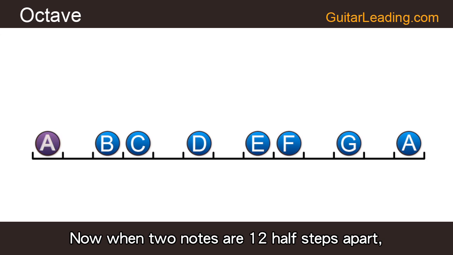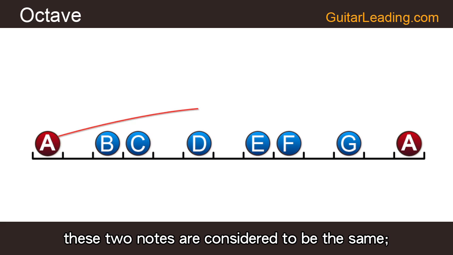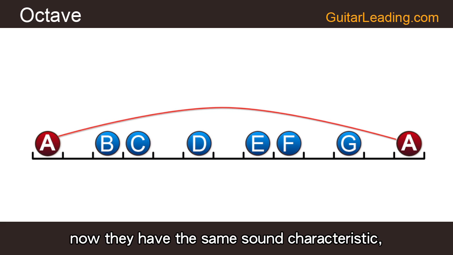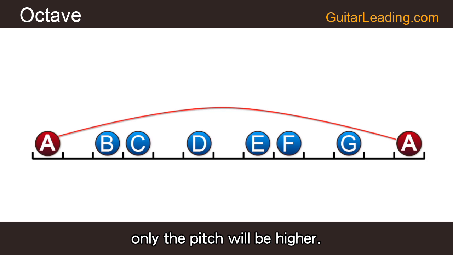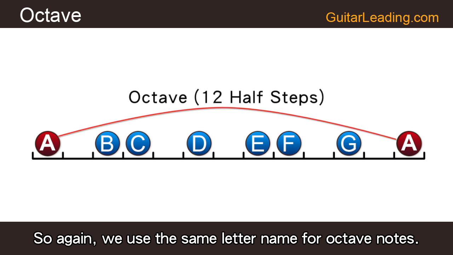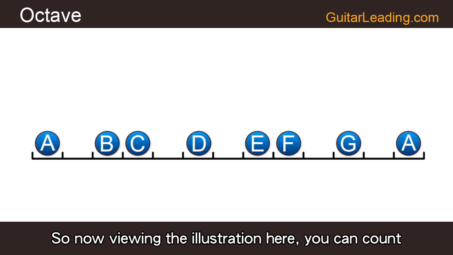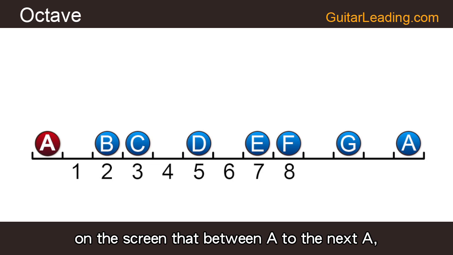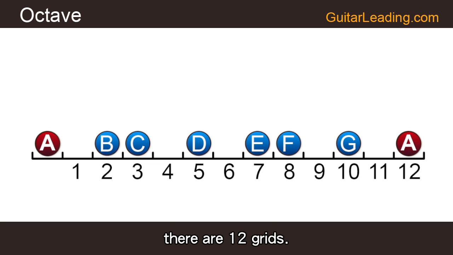Now, when two notes are 12 half steps apart, these two notes are considered to be the same. They have the same sound characteristic, only the pitch will be higher. This is the so-called octave. So again, we use the same letter name for octave notes. Viewing the illustration here, you can count on the screen that from A to the next A, there are 12 grids. So they are 12 half steps.